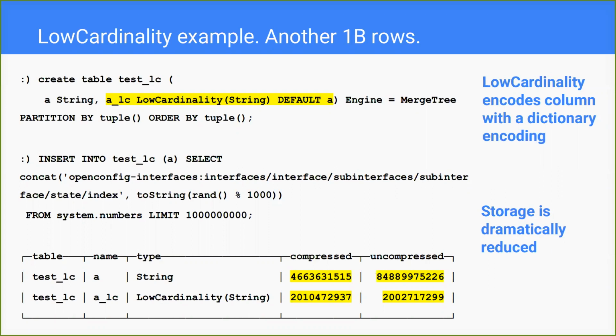Since your performance is directly impacted by the amount of data or amount of IOs you have to do, and the amount of data that passes through the CPU registers, this is a huge win. So low cardinality is what we call a secret weapon. It's a great way of greatly increasing the performance of your database.